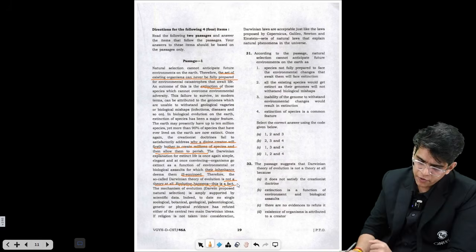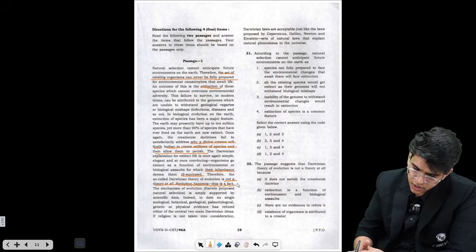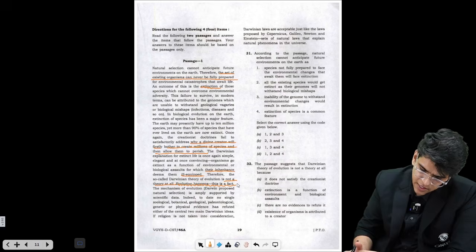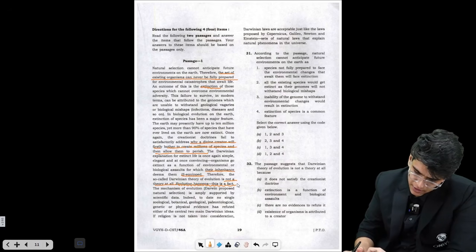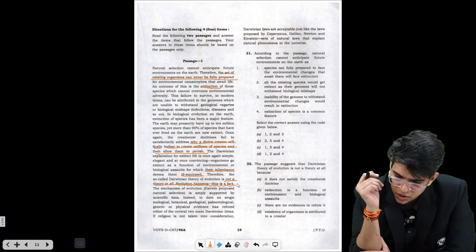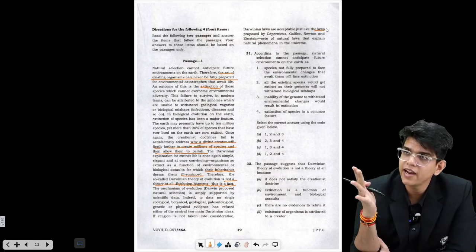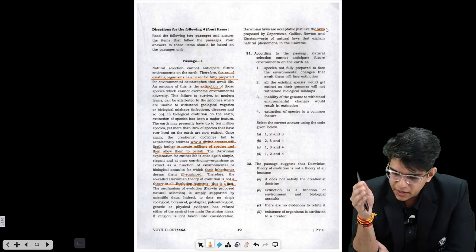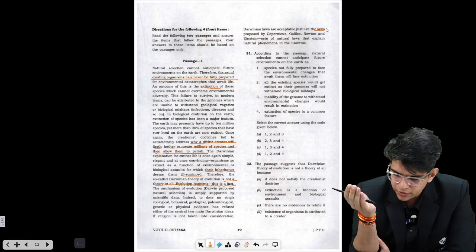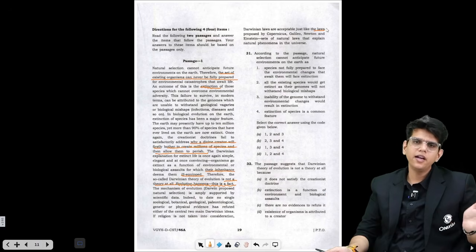The mechanism of evolution is amply supported by scientific data. Indeed, to date, no single zoological, botanical, geological, genetic or physical evidence has refuted either of the central two main Darwinian ideas. If religion is not taken into consideration, Darwinian laws are acceptable, not as theory, but as laws and facts proposed by Copernicus, Galileo, Newton or Einstein, a set of natural laws that explain natural phenomena in the universe. So basically they are saying evolution is a fact, right?